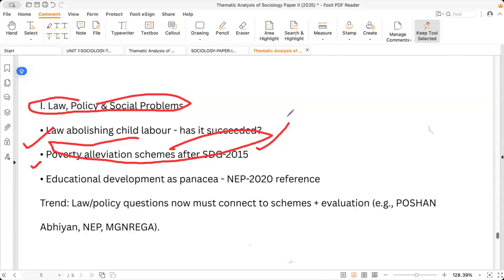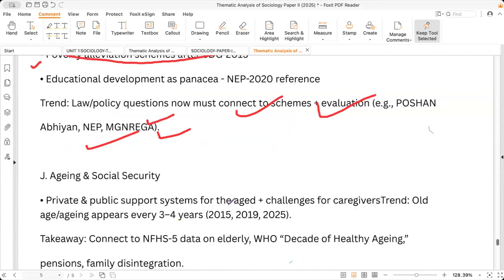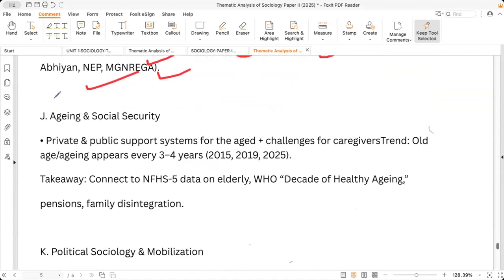Education development as panacea, NEP 2020 reference. Education तो आपको prepare करना ही है. In 2020, 2023, and 2021 also, either in paper 1 or paper 2, there was a question. There was a question straight from the Durkheim perspective. Durkheim भी पढ़ रहे हो तो you need to give the contemporary examples and touch upon the NEP also. You need to give the contemporary angle. So there are questions now on schemes, evaluation, Poshan Abhiyan, NEP, MGNREGA. They have asked a lot of questions.